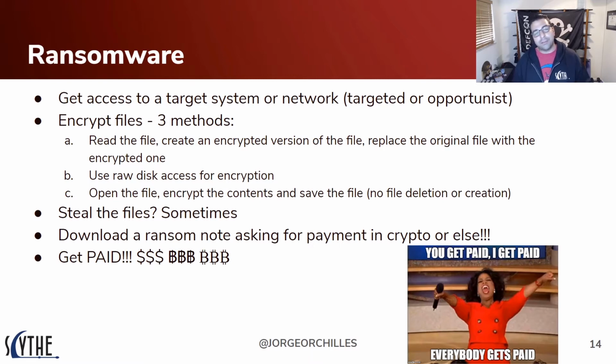Now, we're seeing 3 different methods of encrypting files. One is reading the file and creating an encrypted version of that file, replacing the original file with the encrypted one. The other one uses raw disk access for encryption. And then the third one is open the file and then encrypt the contents of the file and then save the file itself. So different ways of doing this. Sometimes we see organizations stealing those files. Not all of them steal it. So you get on the target system, you encrypt the files, you steal them, and then you post the ransom note.